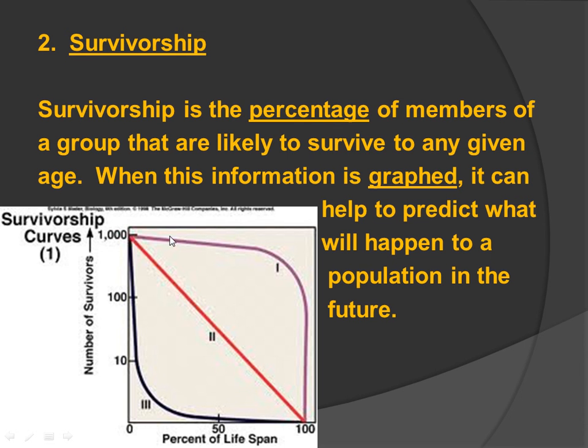But look at this one, the purple line up here. Lots and lots of people are living almost to 100% of whatever the life expectancy is. That's going to make a difference in the size of your population. This line shows that you've got more people living longer, so you're going to have more people alive at the same time, which is an increase in population.